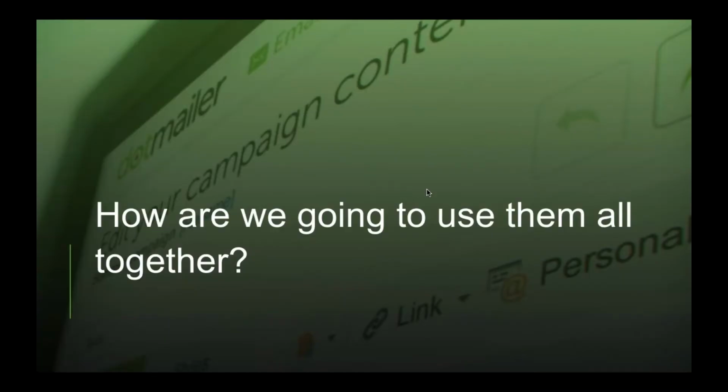So how are we going to use these together? How are we going to get the right message to the right person at the right time and in the right context?